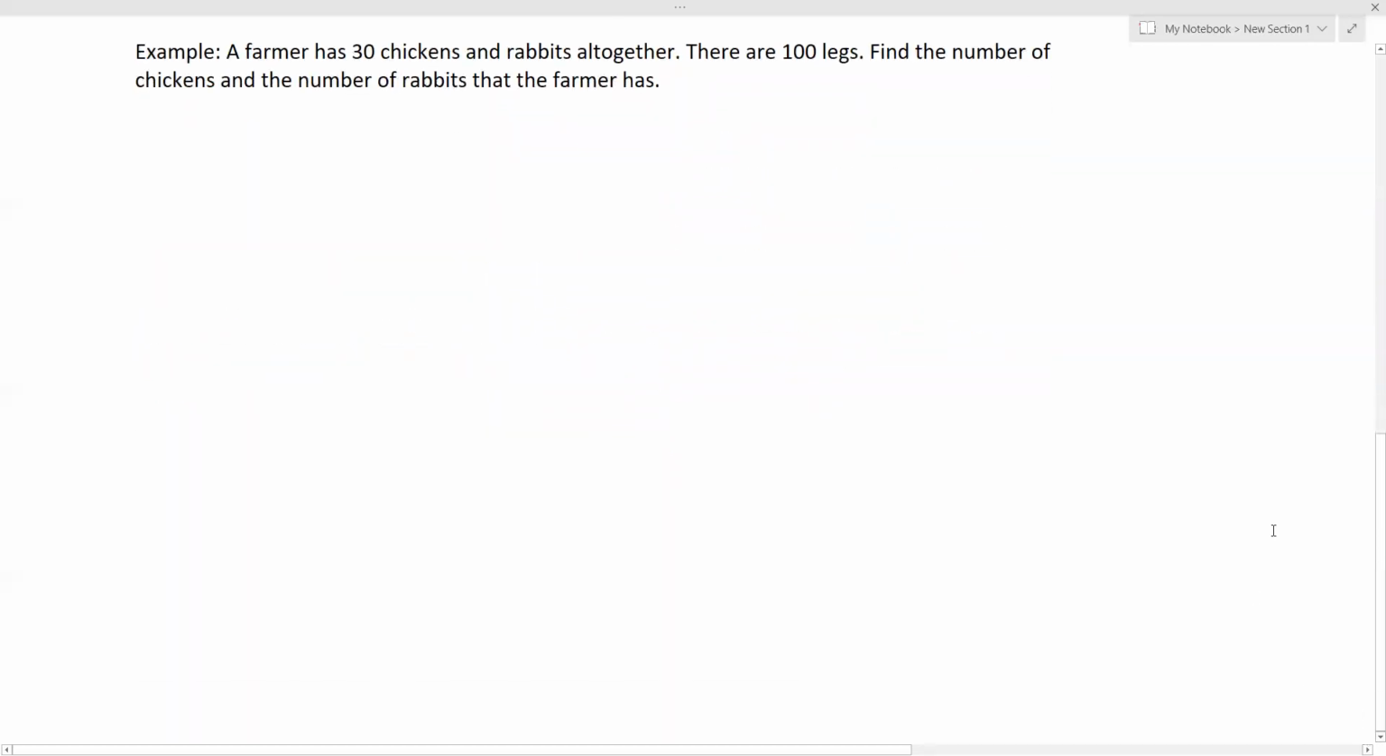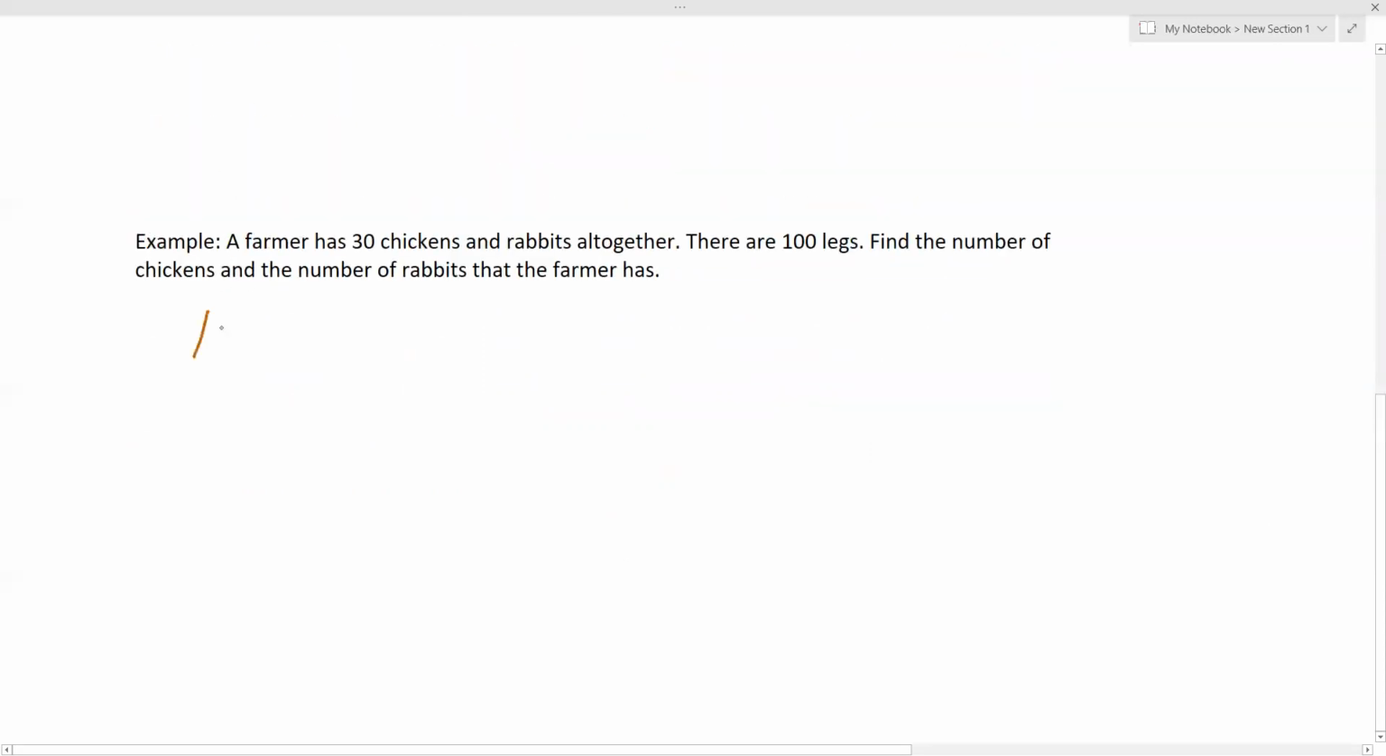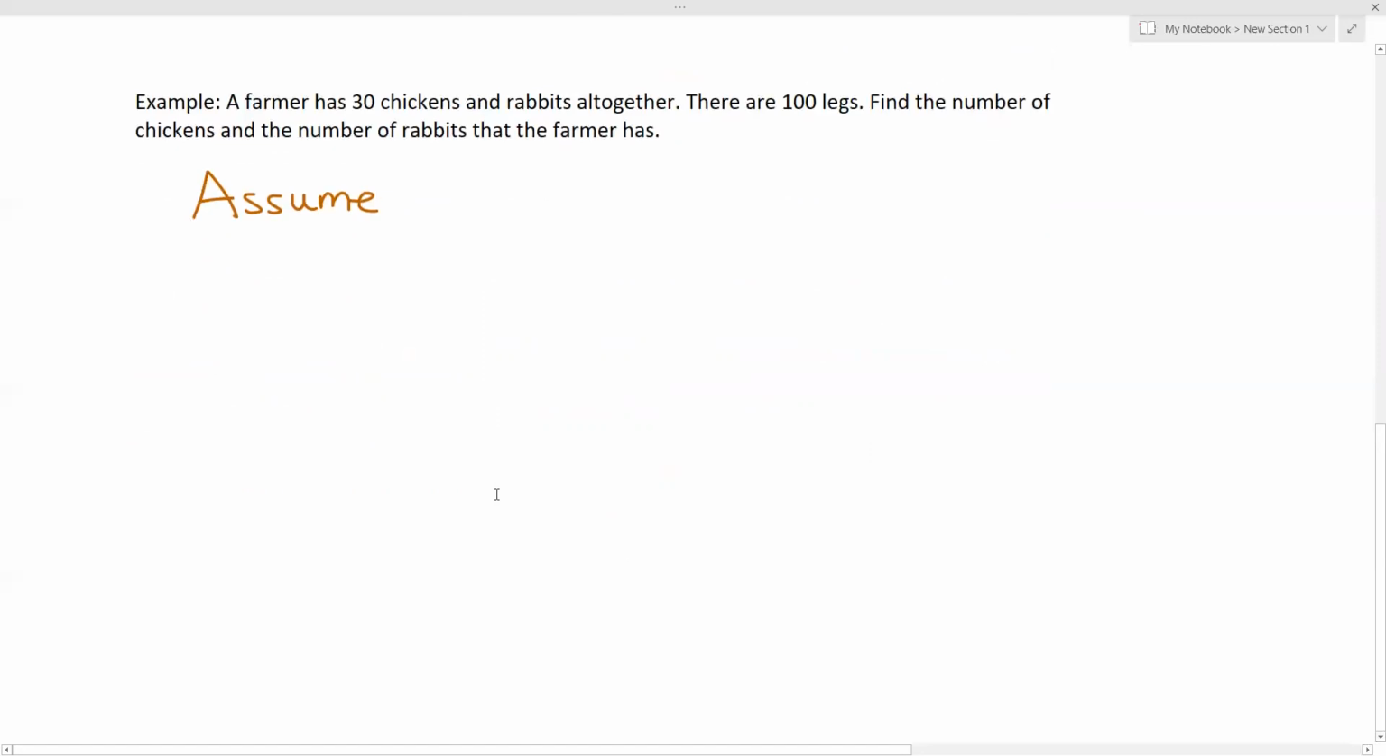A farmer has 30 chickens and rabbits all together. There are 100 legs. Find the number of chickens and the number of rabbits that the farmer has. So we can assume that all animals are rabbits. You can assume all animals are chickens as well. It works the same way.